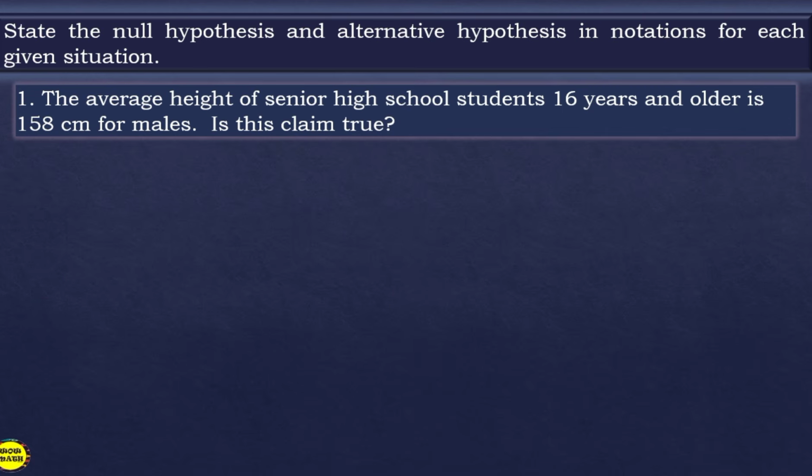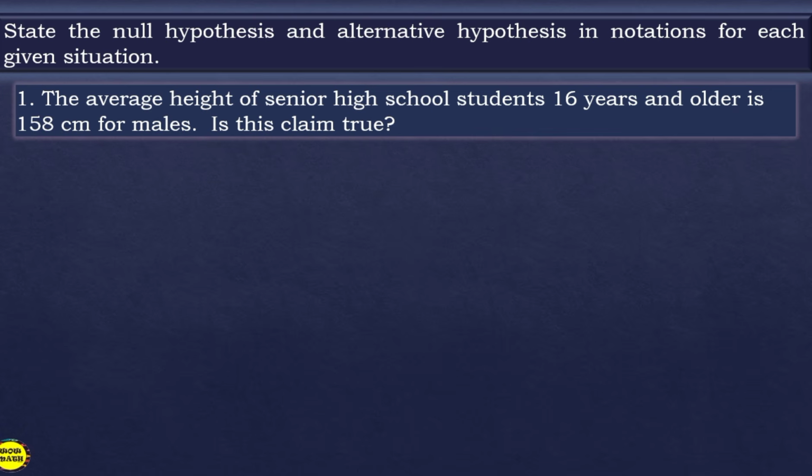Okay? So, start tayo. For example, number 1. So, you state the null and alternative hypothesis in notation and also in statement. Okay? So, after natin siya ma-state in statement, i-translate into symbols. So, first, the average height of senior high school students 16 years and older is 158 centimeters for males. Is this claim true?